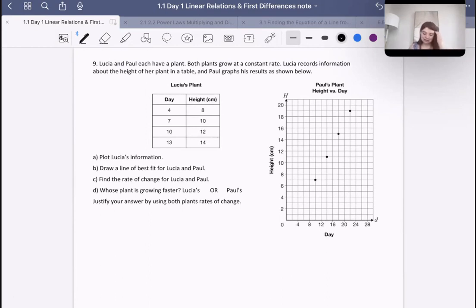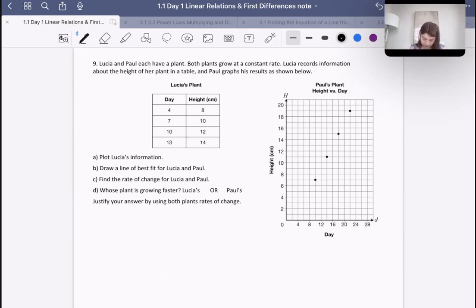This next one says Lucia and Paul each have a plant. Both plants grow at a constant rate. Lucia records information about the height of her plants in a table, and Paul graphs his results as shown below. So it looks like on day 4, the plant has reached height 8. By day 7, 10, and then by day 10, the plant reaches 12, and then by day 13, the plant reaches 14 centimeters.